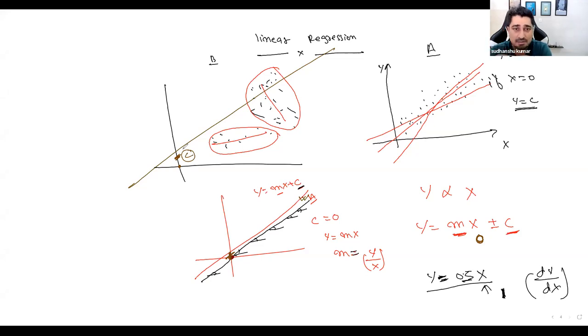So maybe I can say it's an error that we are introducing, or an intercept that we have over here, or some sort of deviation that we observe in y when x is equal to 0, meaning in the final value. So this is how you can try to understand m and c.